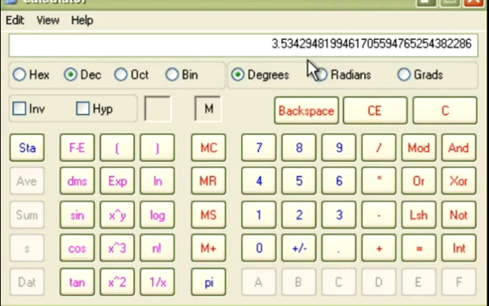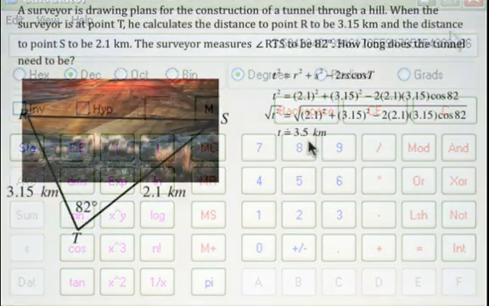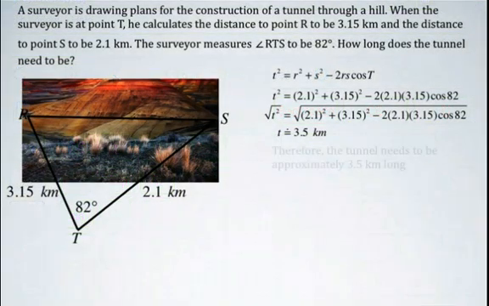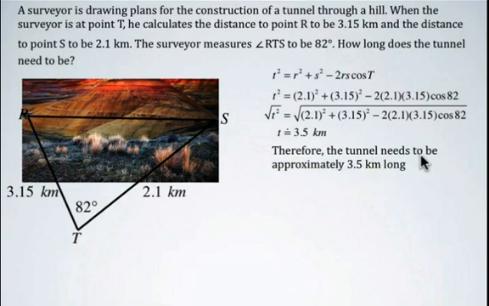And we get an answer of approximately 3.5 kilometers. And so T is approximately equal to 3.5 kilometers. Therefore, the tunnel needs to be approximately 3.5 kilometers long.